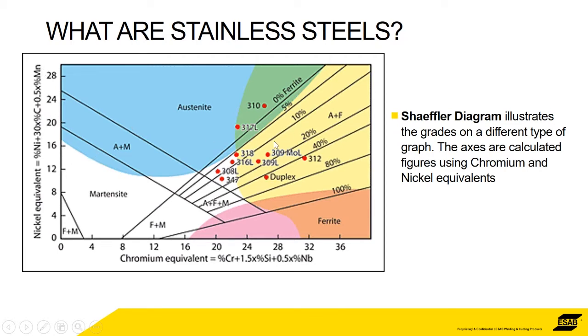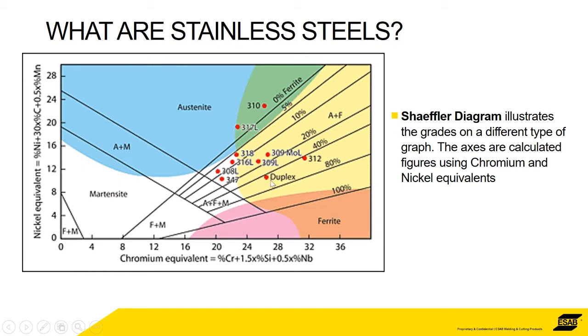So here you can see common grades that you will have come across before. So 309, for example, 309L. That falls within this range here. We've got somewhere between 10 and 20% ferrite. That's what these lines are. They determine the amount of ferrite from 0 ferrite right up to 100% ferrite. So obviously over here you've got 0 ferrite, so you've got an austenitic steel. Over here you've got 0 austenite, you've got 100% ferrite, so you have ferritic steels.